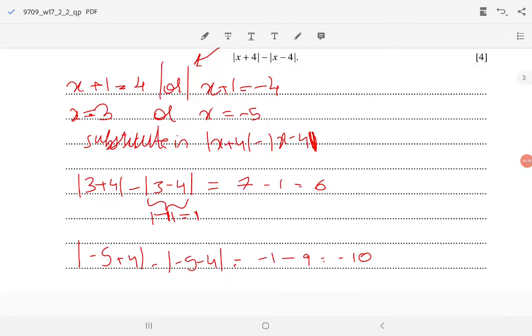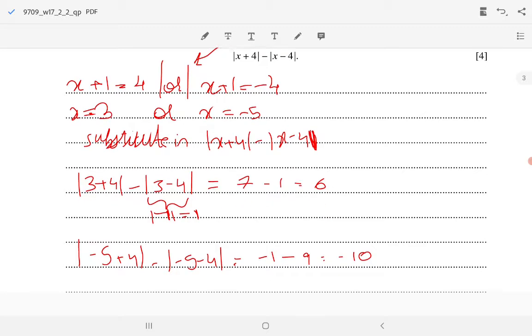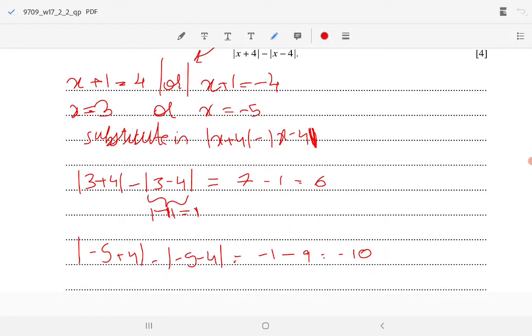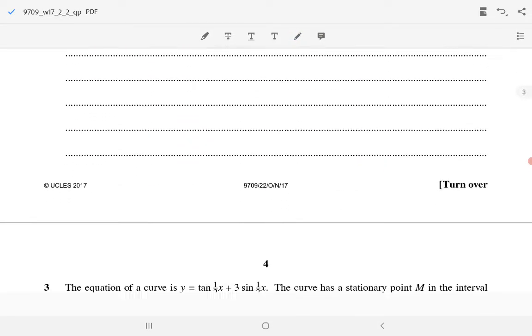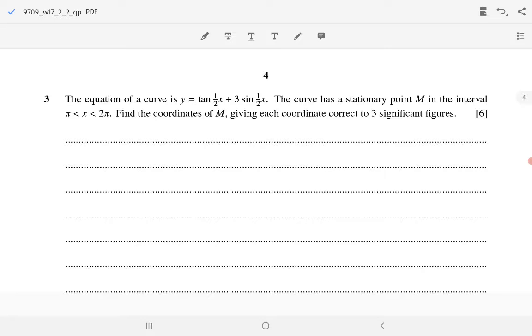Alright guys, I just noticed this part right here gives you minus 1, which is actually 1. So sorry guys. So this is positive 1, negative 9, we get negative 8. Alright guys, I'm so sorry. Moving on to the next question.